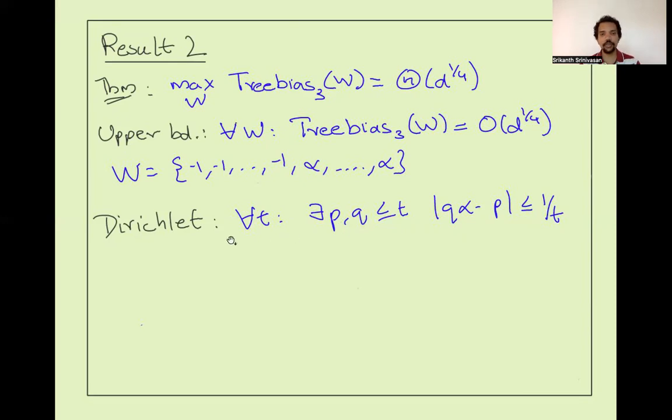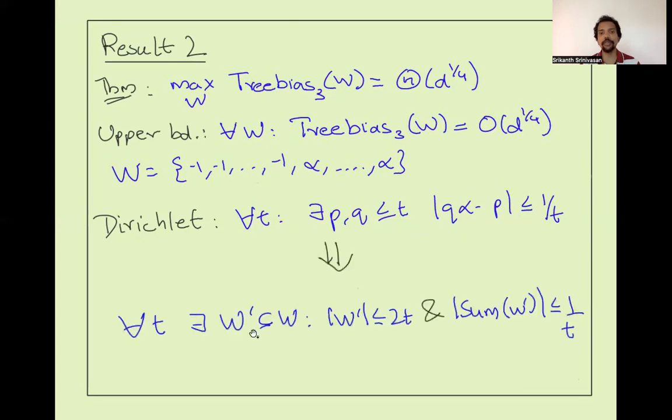And the reason this is useful for us is that the existence of these p and q immediately implies that there is a subset w prime of W of size at most 2t, right? So I take a bunch of -1s and a bunch of alphas, the number of -1s given by p, and the number of alphas given by q. So I take a subset of W of size p plus q, which is at most 2t, such that the sum of the elements in the subset is at most 1/t. Okay, and I can use these subsets as a guide to constructing my W tree.